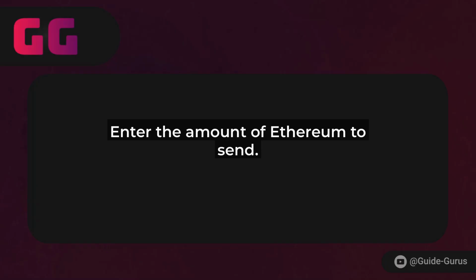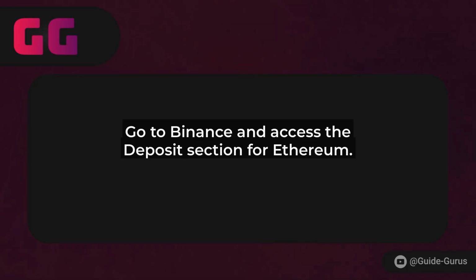Step 1. Open your Trust Wallet app and navigate to the Ethereum wallet. This is usually found by tapping on the Ethereum tab or searching for it in your assets list. Once you're there, tap on the Send button to start the process.